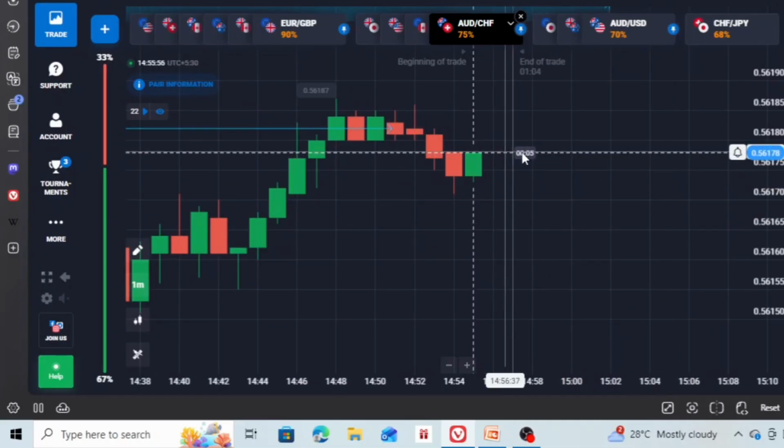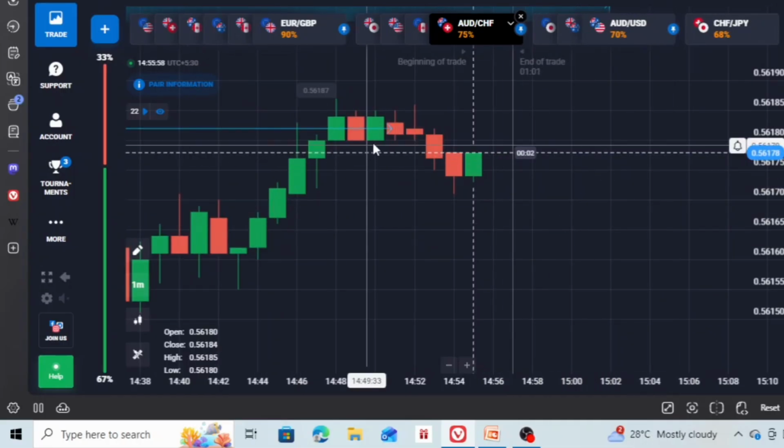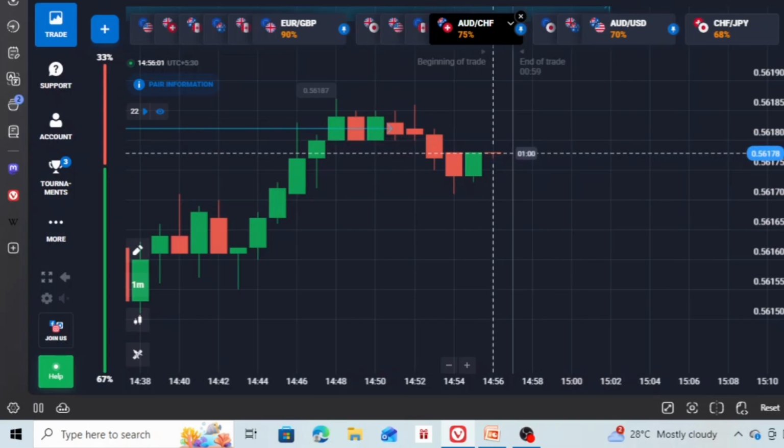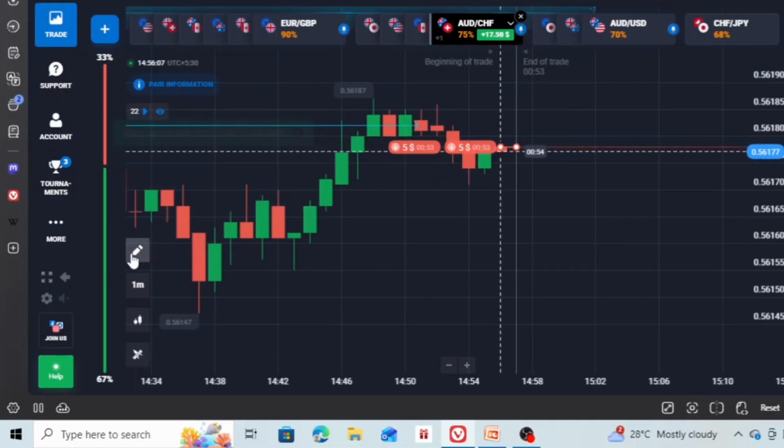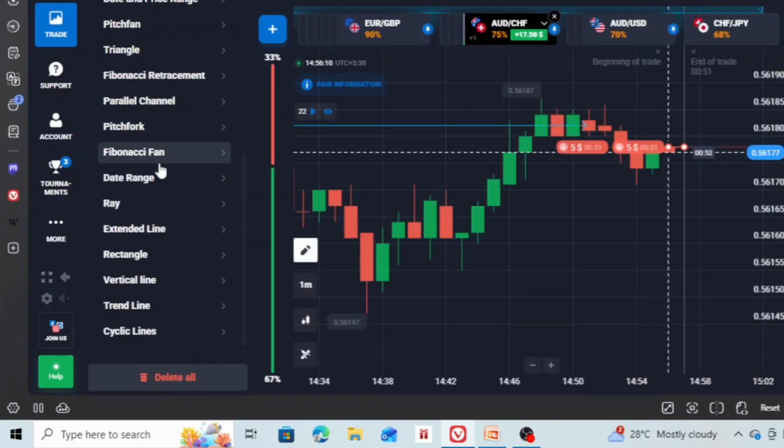Okay, so guys, after this green candle, we will go down to the downward direction. So let me explain the logic after the trick.